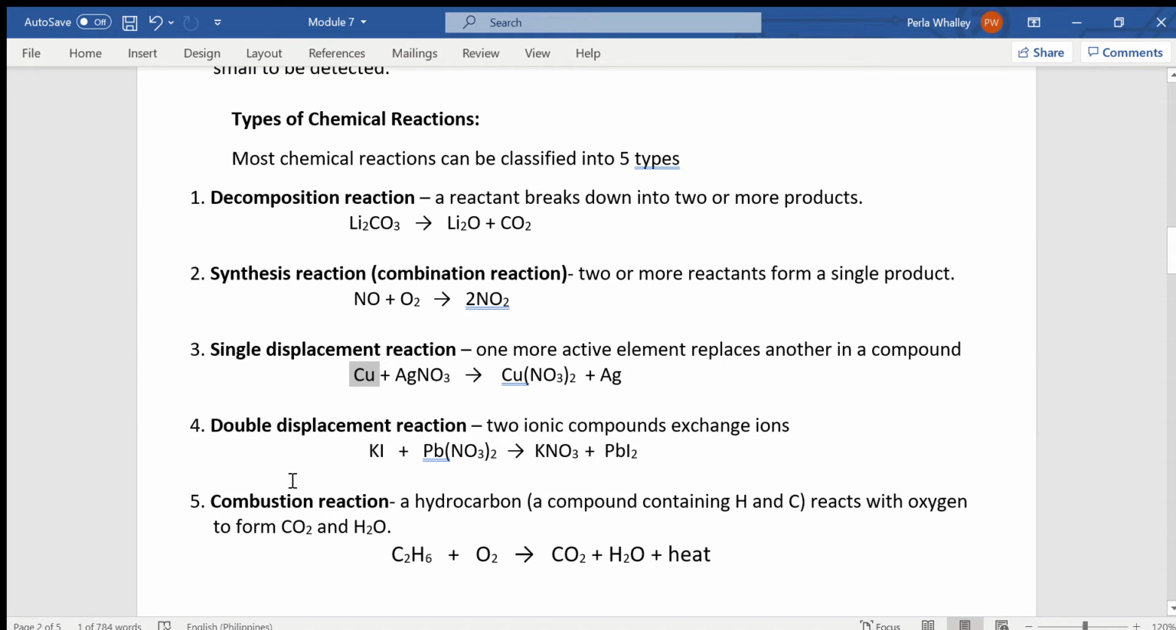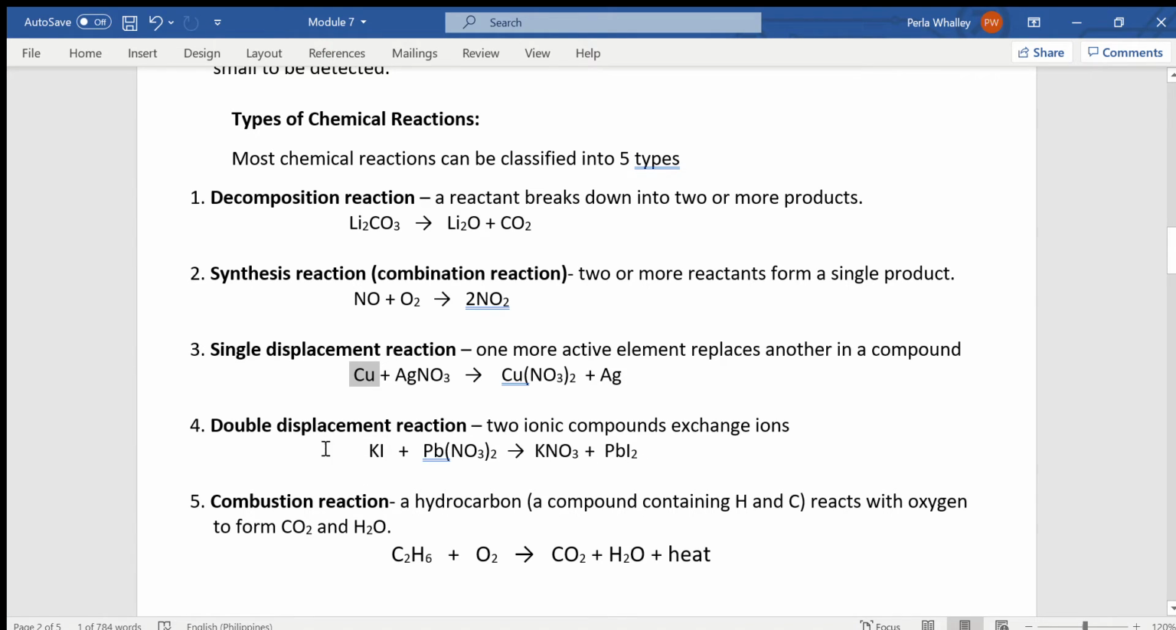Double displacement reaction. 2 ionic compounds exchange ions. So we have potassium ion and iodide ion, and then we have lead ion and nitrate ion. So this will be exchanging partners or ions. So potassium will pair with nitrate ions, while iodide ion will pair with lead ion. So the resulting product is potassium nitrate plus lead iodide.